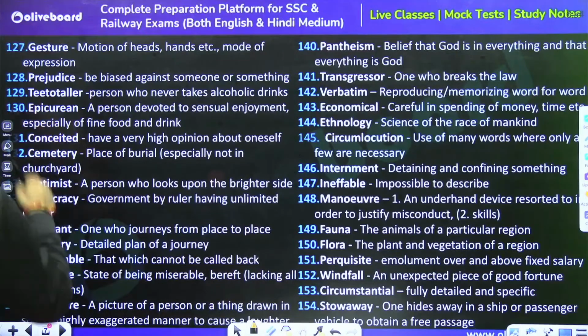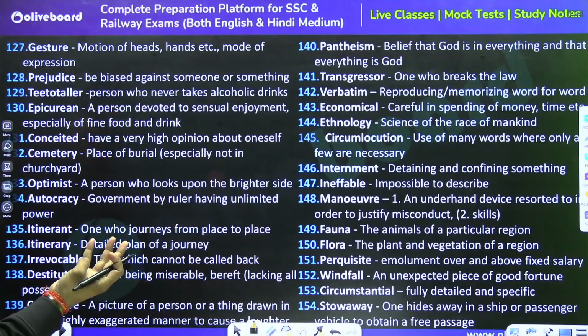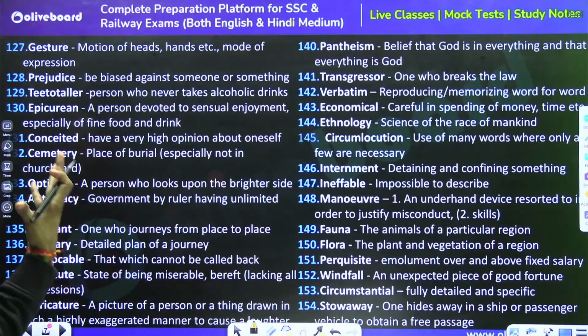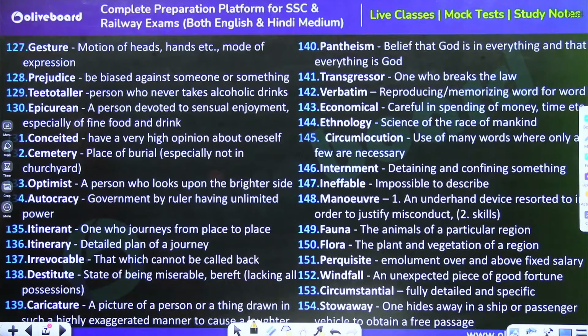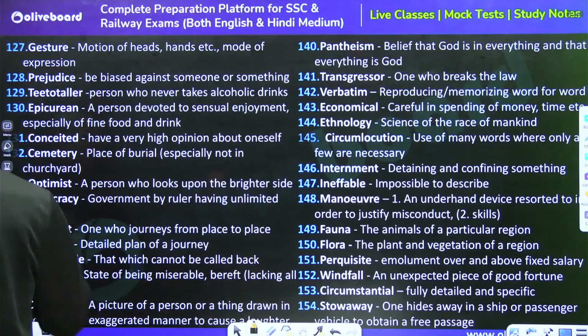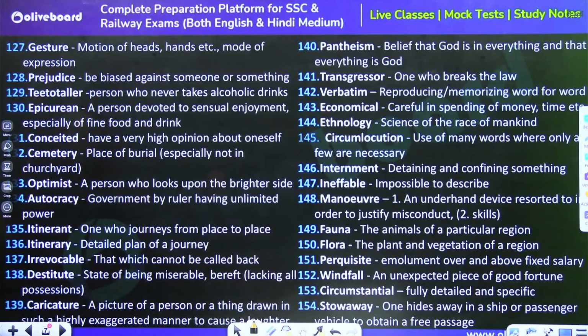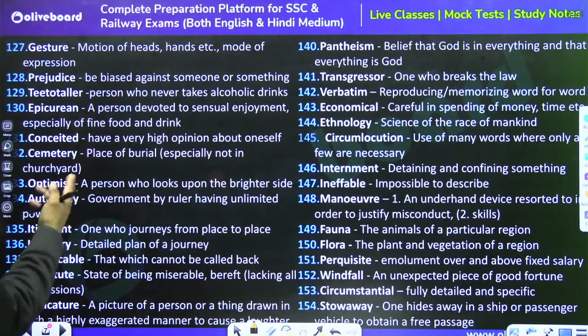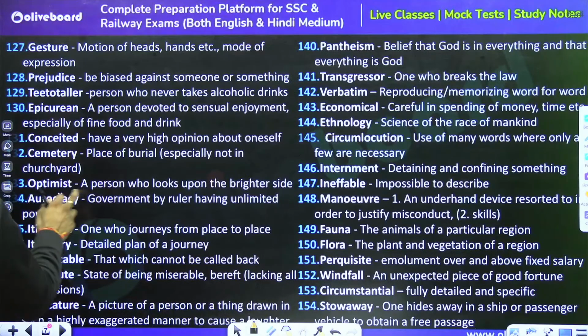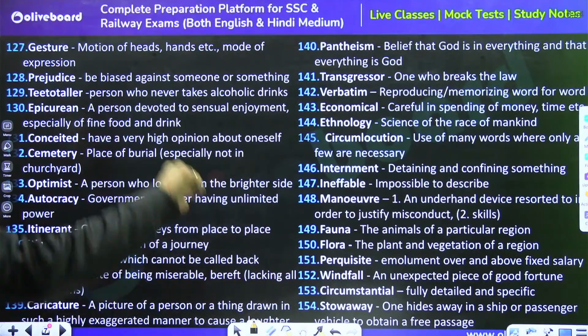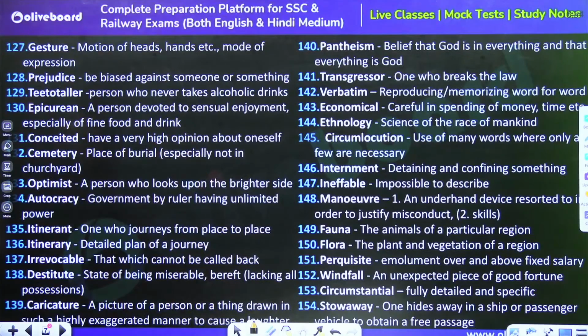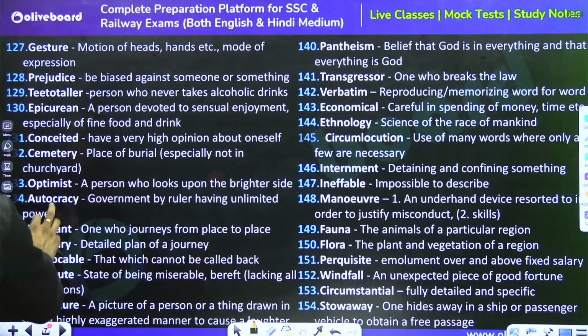Conceited, the same once again. Yesterday we had words, what should I say? False pride. I repeat, false pride. High opinion about oneself. Doesn't care what the others are. Conceited, false pride. Proud, the false one. Cemetery, place of burial. Especially not in a churchyard. Yep, SSC asks technical words and such, you have to remember precisely. Optimist, the one who looks at everything from a positive point of view. Pessimist, the one who looks at everything from a negative point of view.